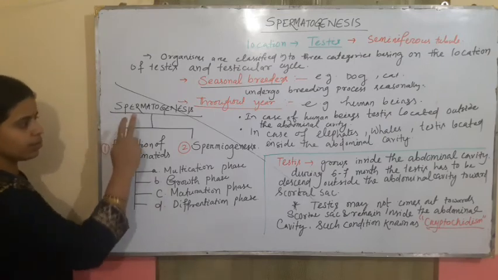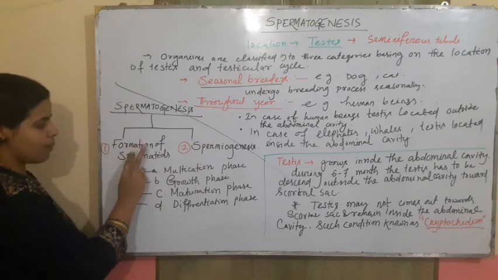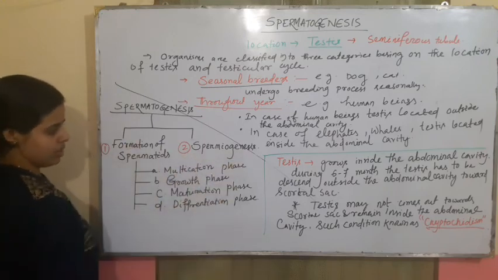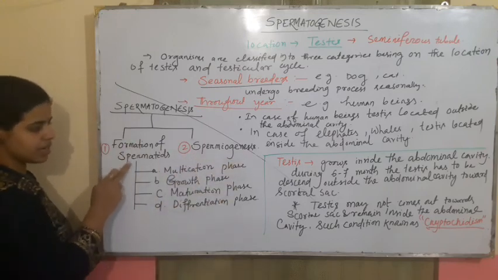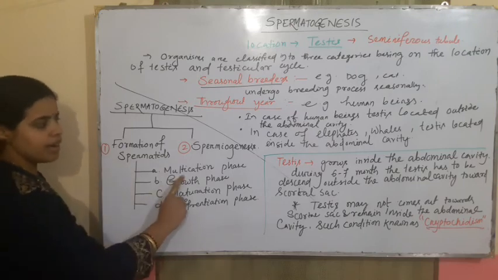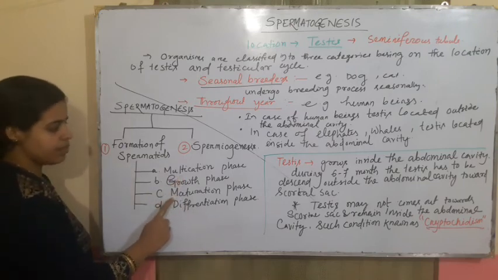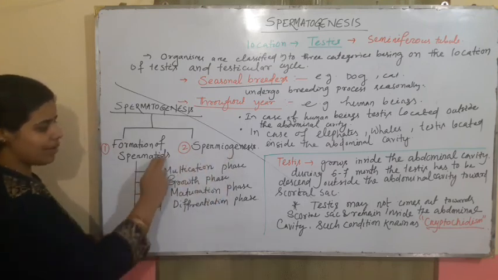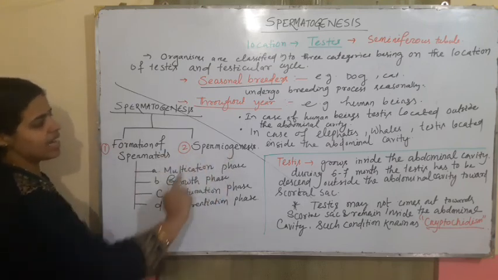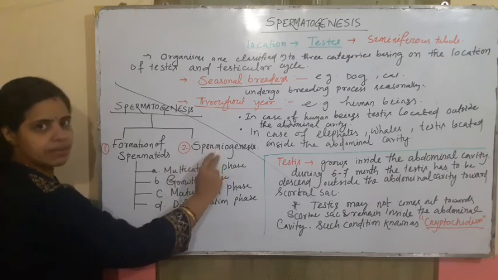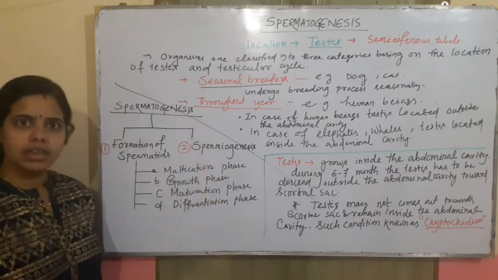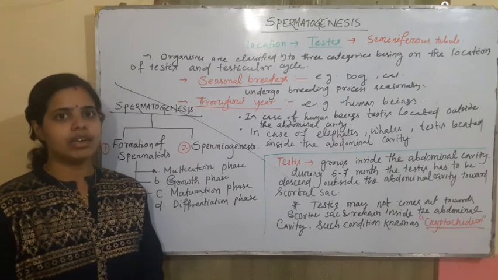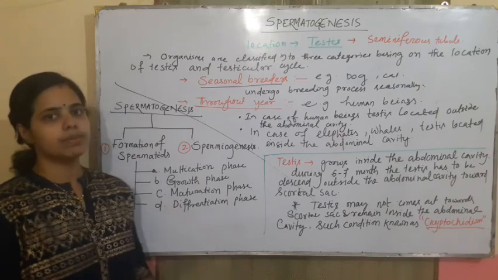Spermatogenesis takes place in 2 steps: formation of spermatids and spermiogenesis. Formation of spermatids takes place in these phases: multiplication phase, growth phase, maturation phase, and differentiation phase. The next step, after completing all this, is to go through this phase for the complete formation of the sperm. So in the next video we will discuss the detailed structure of spermatogenesis.